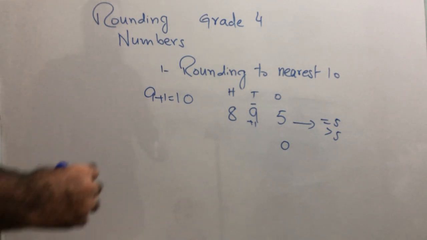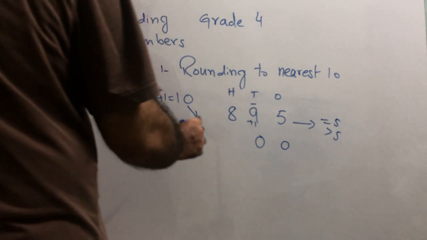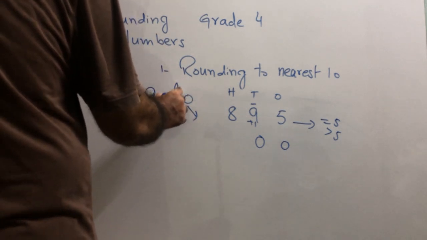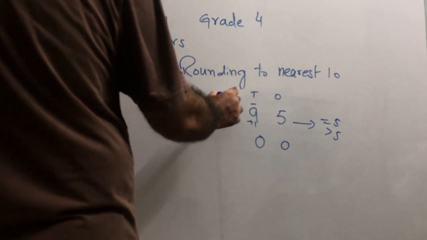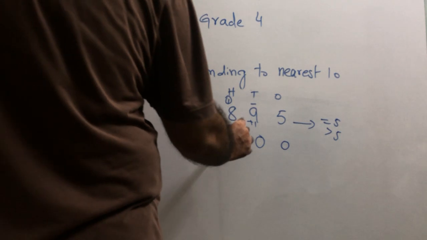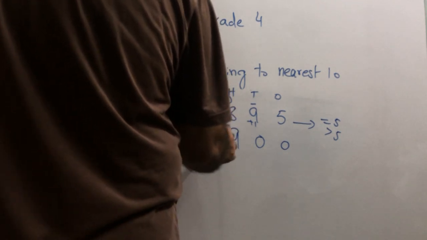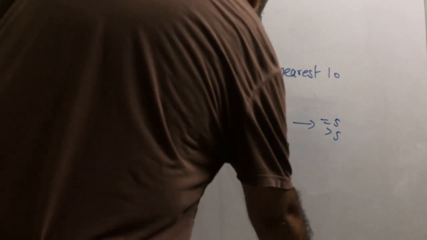Now what to do is, this 0 will be placed here, and this 1 digit which is in the tens place will be carried forward to the hundreds place, so 8 plus 1 becomes 9. So the answer for 895 rounded to nearest 10 becomes 900.